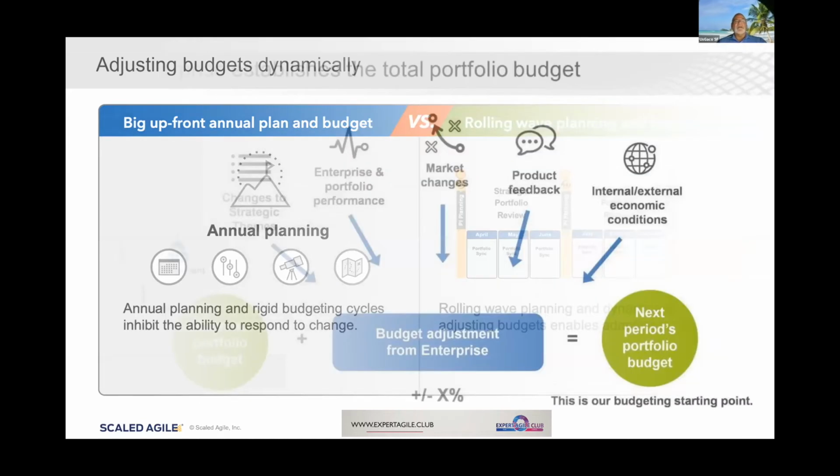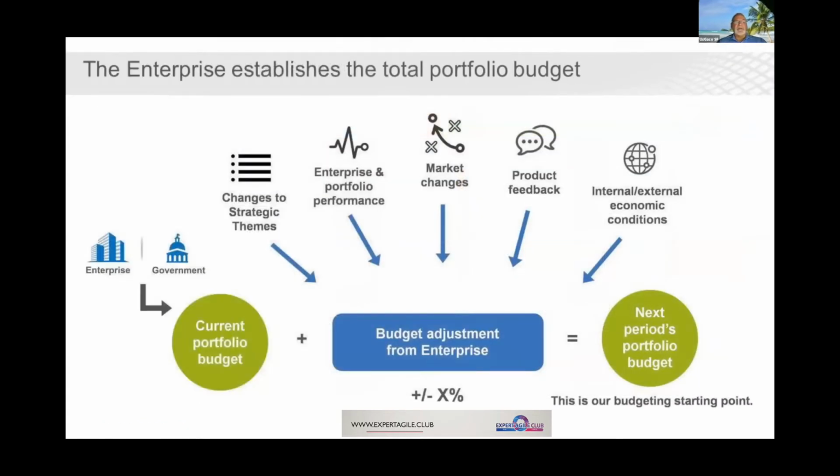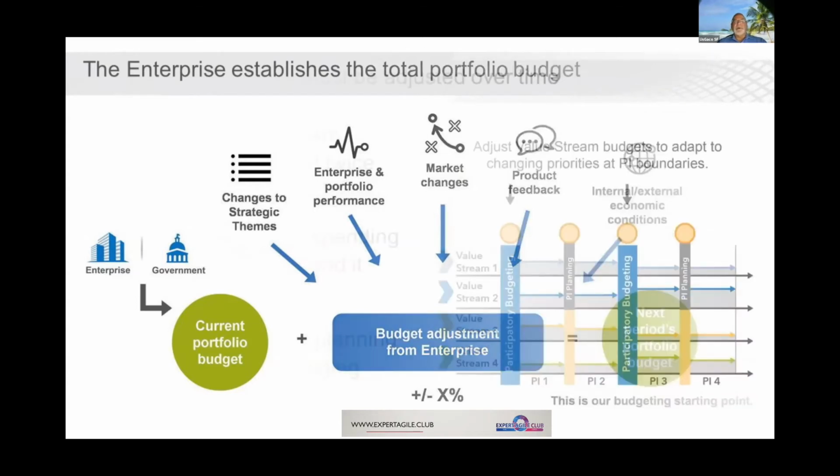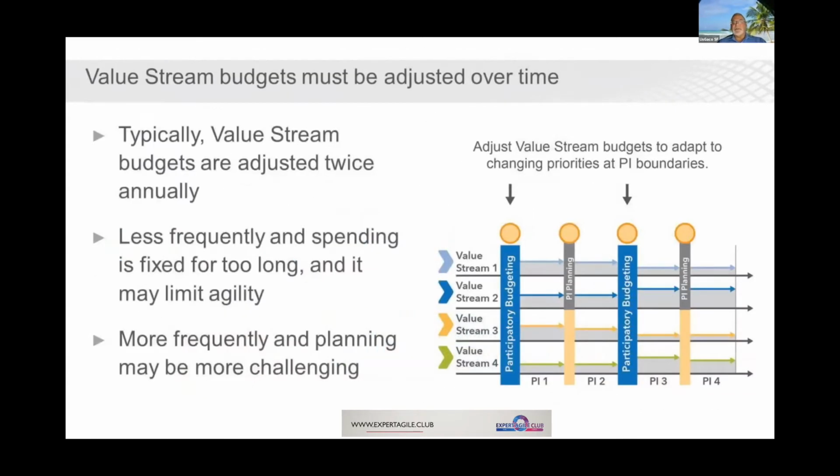So the input to that is, you're going to look at your current budget, and then we're going to take a look at the changes to the themes, the market changes, the product feedback, internal, external, economic indicators, conditions, and then we're going to come up with a new budget. And so that should happen maybe twice a year. And so then that budget will be applied to the different value streams.